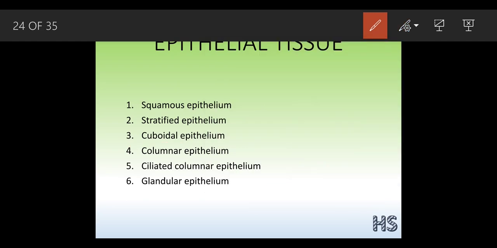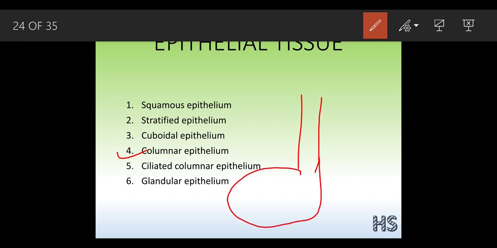Okay, next, columnar epithelium. Columnar is the shape of a column. They are quite tall in size. They are found in the lining of the stomach and the intestines. See, this is the esophagus, and this is the shape of a stomach. This whole part, this layer which I made right now, is made of this columnar epithelium.